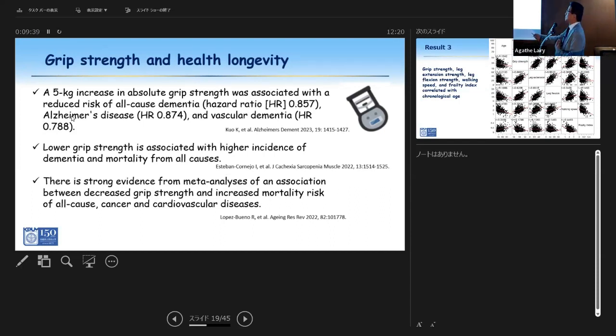A 5 kilogram increase in absolute grip strength was associated with reduced risk of all-cause dementia, Alzheimer's disease, and vascular dementia. Lower grip strength is associated with a higher incidence of dementia and mortality from all causes. And also, there is strong evidence from meta-analysis of an association between decreased grip strength and increased mortality risk of all-cause, cancer, and cardiovascular disease.